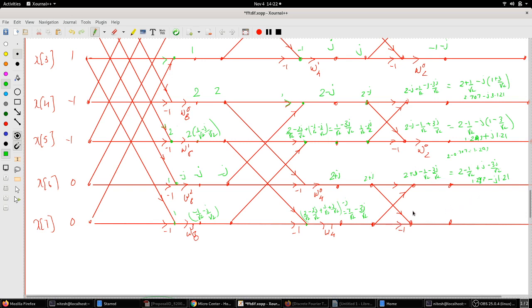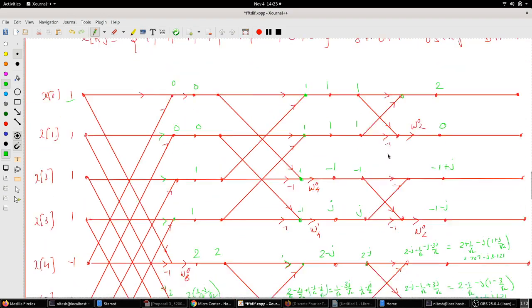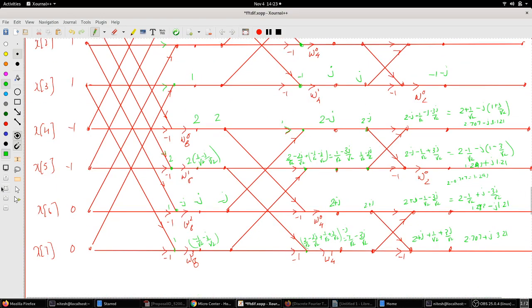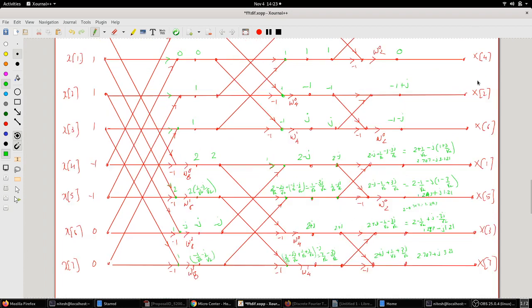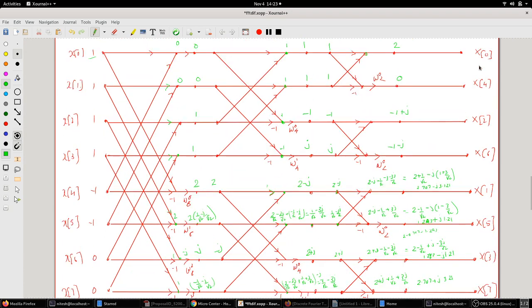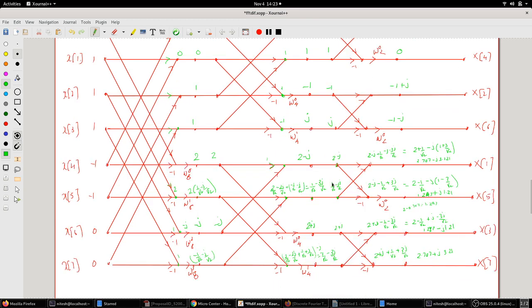Same thing here, what is 2 plus j plus 1 by root 2 plus 3j by root 2 comes to like 2.707 plus j into 3.21, something like that, okay. So these are the values that you are getting. Just check for the answers, okay. This is an 8-point output. So if you look at it, this is arranged in an out of order format, so the bit reversal method is what is used to check this sequence, okay. So yeah, thanks.